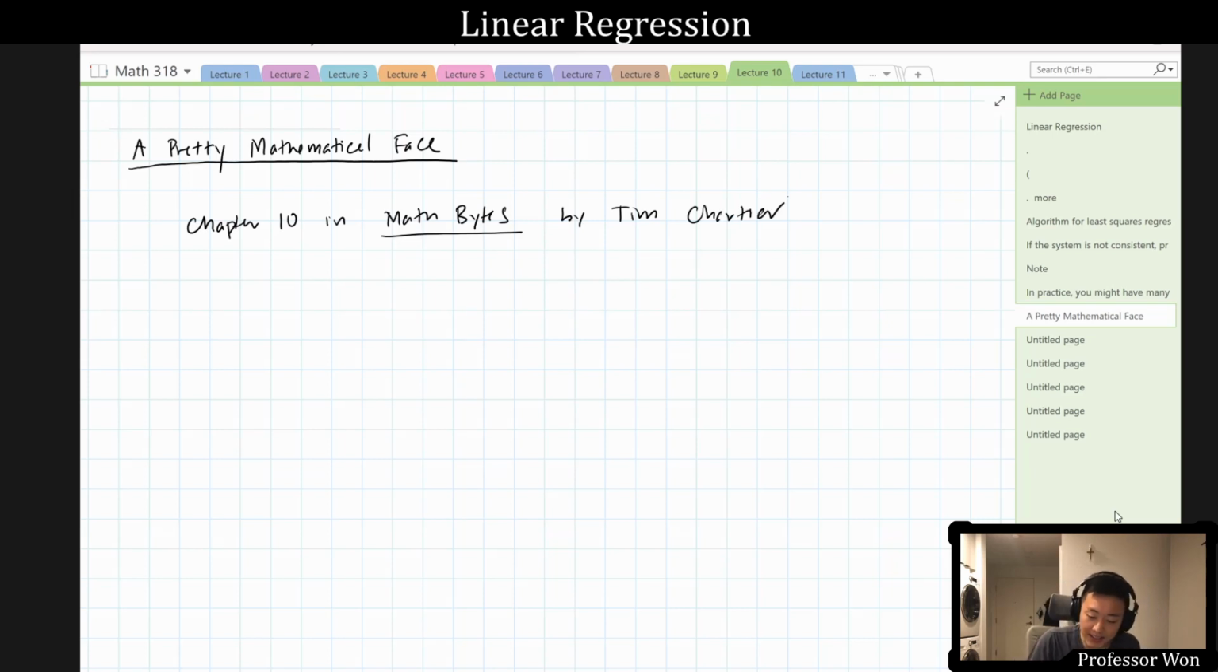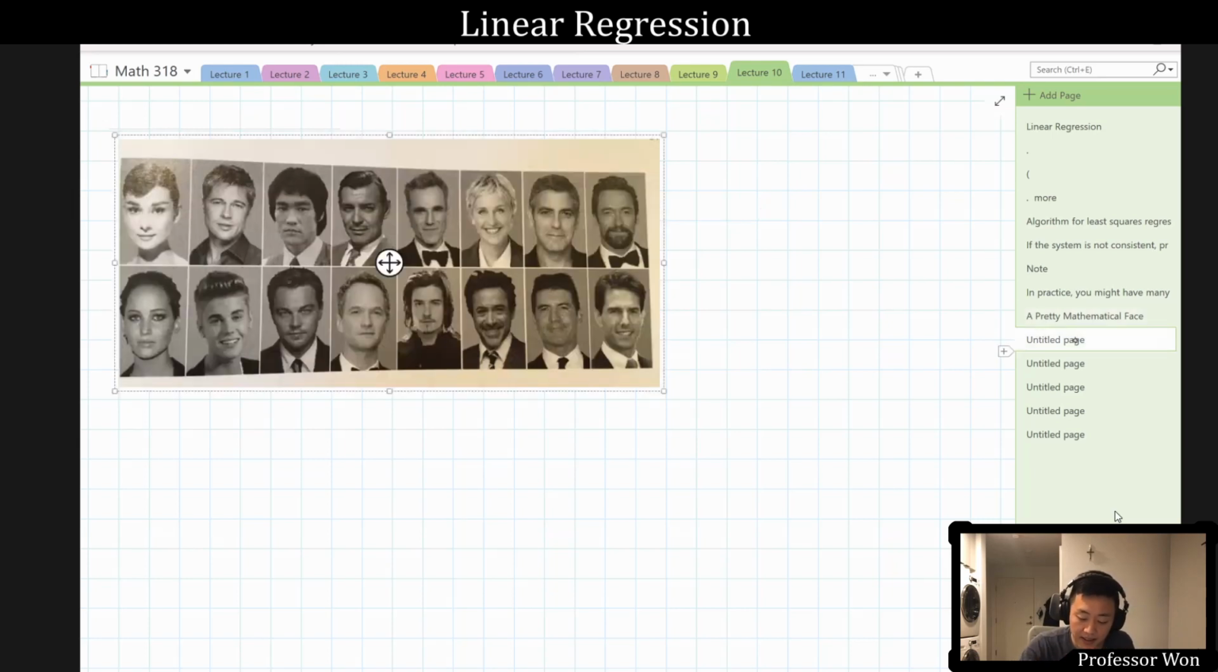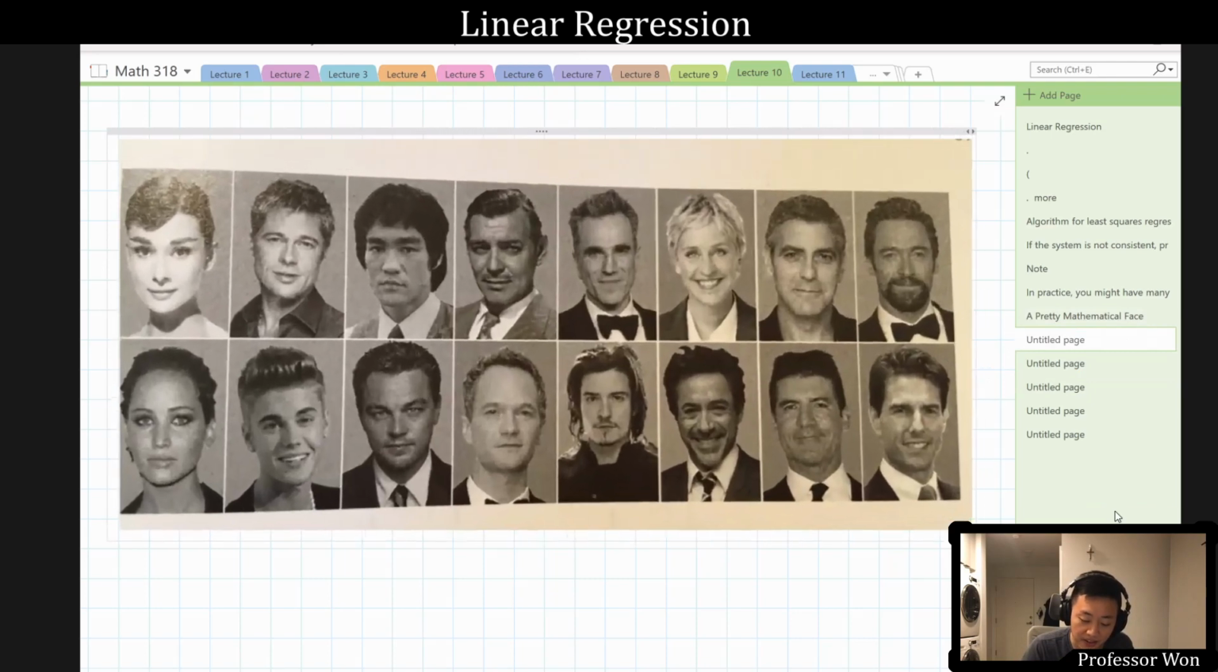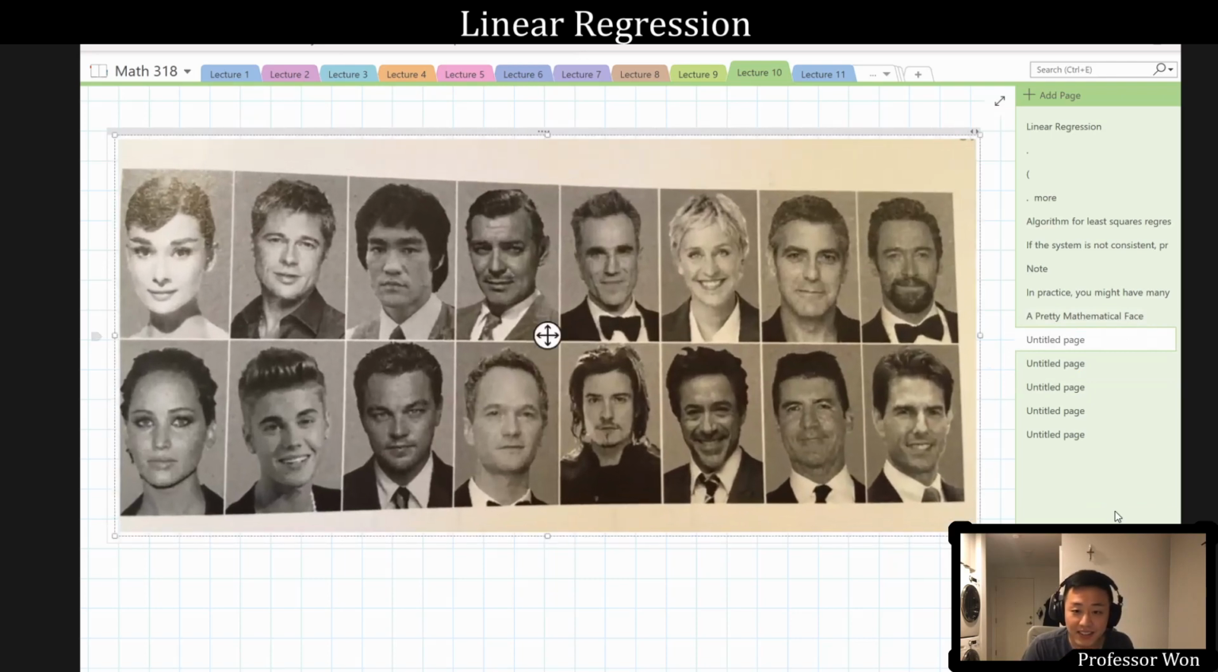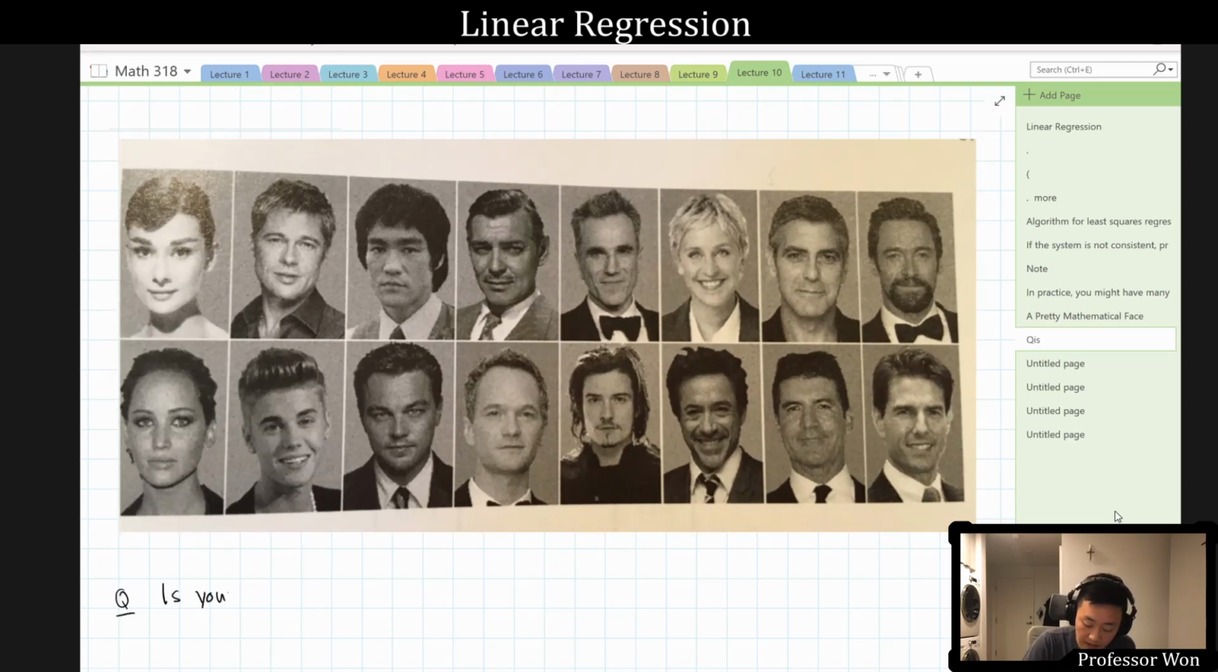Okay, and the question is, here's a bunch of celebrities. Is your face a linear combination of their faces? I guess these celebrities are mostly male, but you could add more faces, of course, right? So the question: is your face a linear combination of the faces of these 16 celebrities?